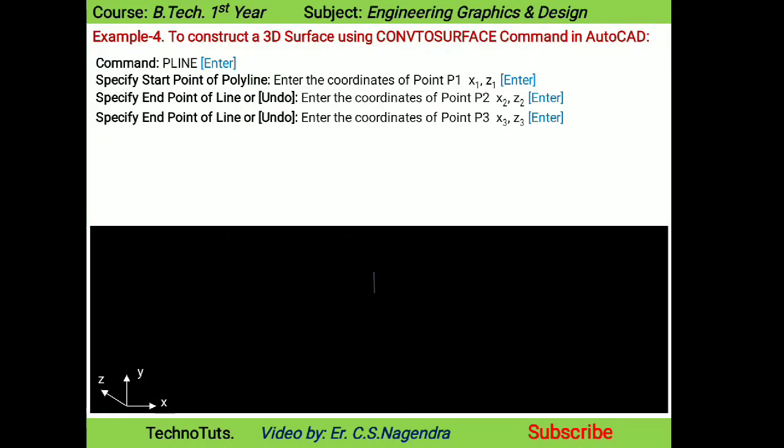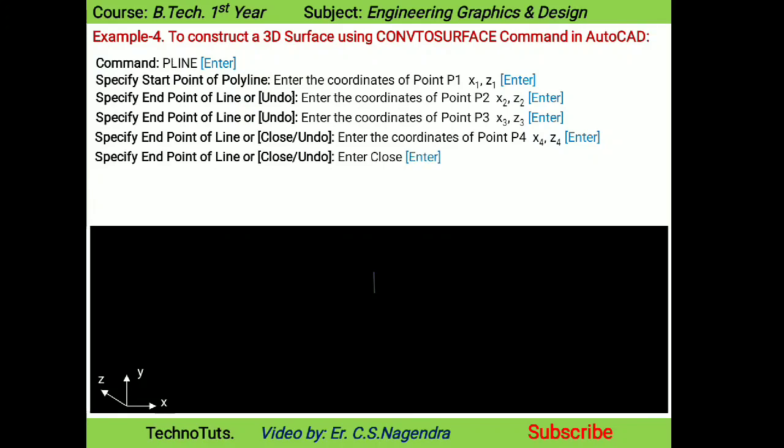Point number P2 will be visible on the screen. Now the computer will ask you to specify the end point of the line. Enter the values of point number P3 and press enter key. Point P3 will be visible on the screen. Now the computer will ask you to specify the end point of the line. Enter the values of point number P4 and press enter key. Point number P4 will also be visible on the screen, thus constructing line from point number P1 to P4.